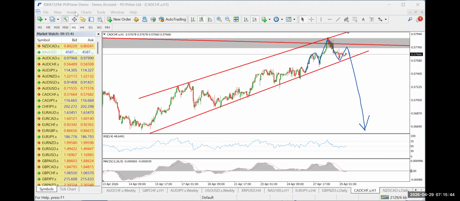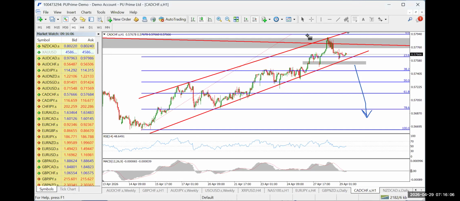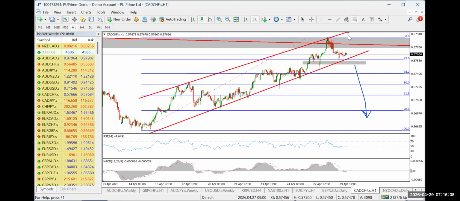Now we're going to look at selling the CAD CHF. Like I said, if the data comes out bad for the Canadian dollar, or better still, if price breaks out below the neckline even before the release of the news, you can go ahead and trigger a sell on the CAD CHF. The profit potential on this may extend beyond the day trading session, but let's just see the profit potential on this.